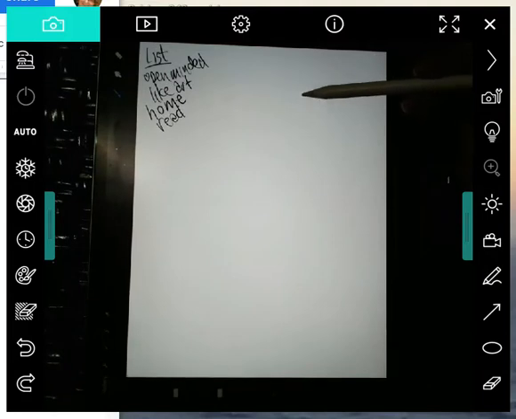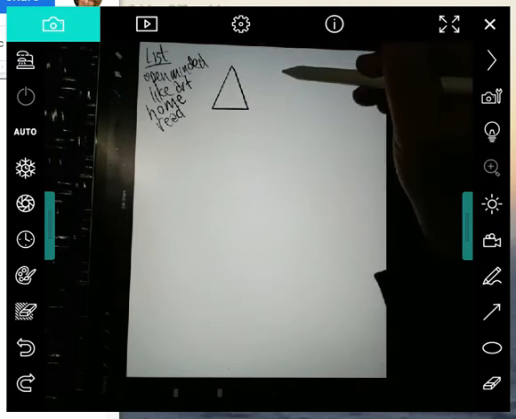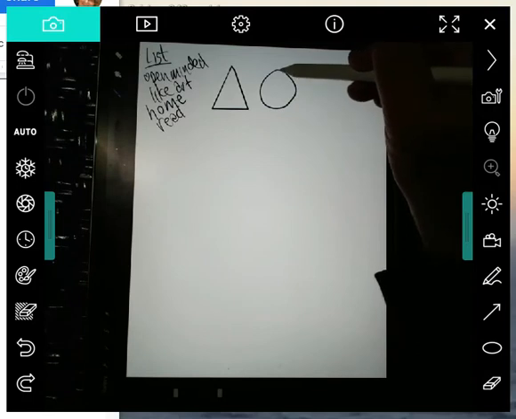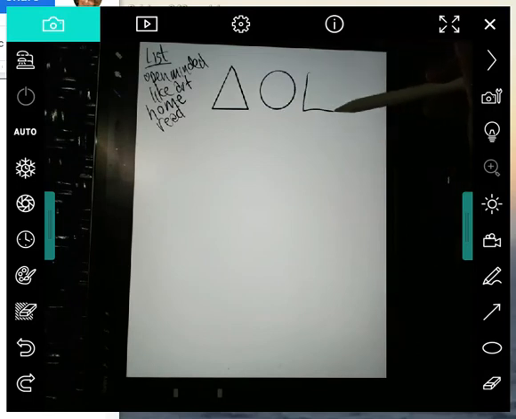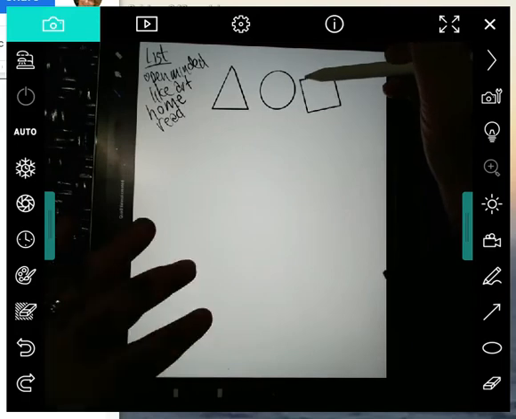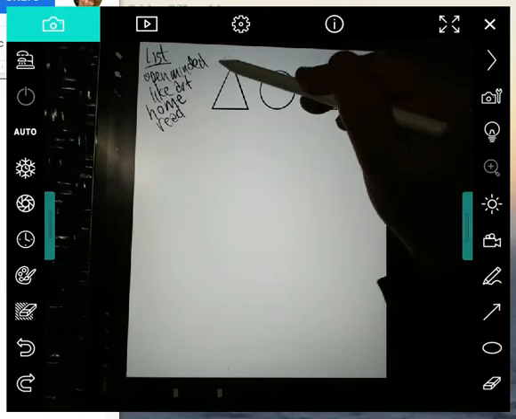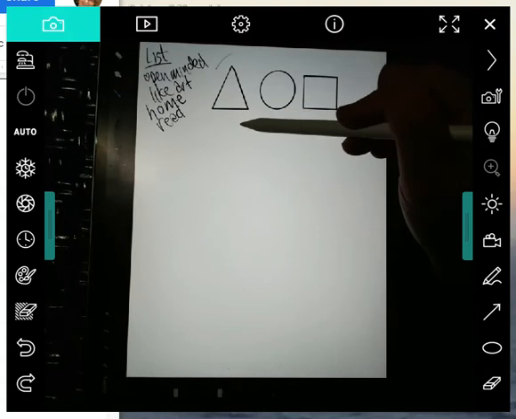Okie dokie. So let's first talk about shapes. So here's our triangle, here's a circle, and here's a square. Okay, so not much of a square. Let's see if I can make this square a little better here. Okay, so here's the thing. So we look at those and we don't see anything but this. But really, these all have meaning in many cultures.